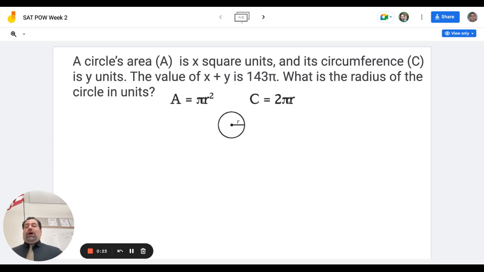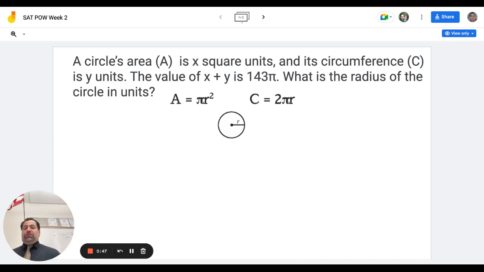For this problem, I'm going to do two methods. The first method will be the algebraic method, and the second method will be a guess and check method. Both are viable in an SAT situation, and especially if you can't remember the algebra, you could always use guess and check. So let's try the algebra version first.